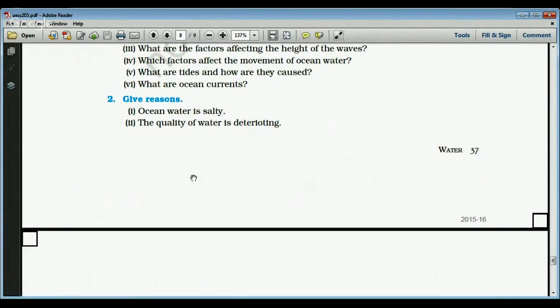Then the reason why ocean water is salty is because of the salt dissolved in it, and the maximum salt is NaCl or the common salt. The quality of water is deteriorating because of water pollution, overuse of water, and the intensification of agriculture because of the rising population. And there are various factors why the quality of the water is deteriorating.